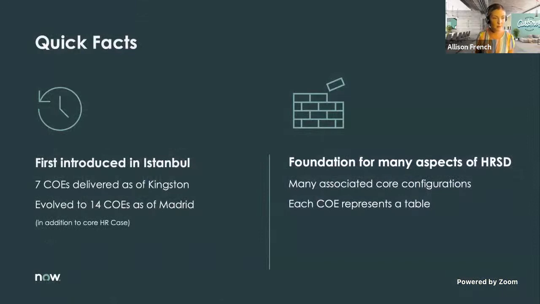All right, next I want to talk through some quick facts about our COE data model. First, on the left of this slide, our COE data model was first introduced way back in our Istanbul release. I'm sure many of you are familiar with the fact that we name our family releases in alphabetical order after major cities. Our next release is just around the corner. It'll be Rome. So we're on the R release, and this one goes back all the way to I, or Istanbul. So it's been around for quite some time.